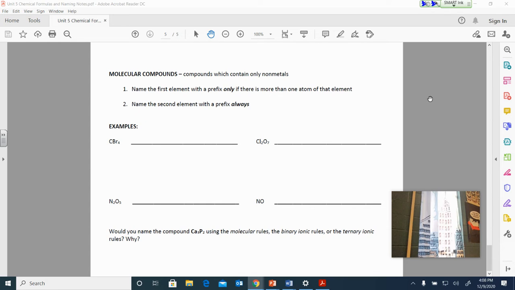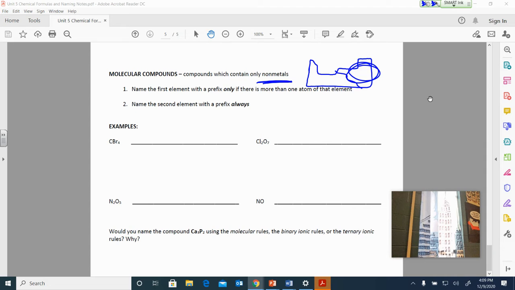All right, so a molecular compound, let's remember, is all non-metals. That's how you know when to use this set of naming compound rules: if they're all non-metals. If on the periodic table, in our little mock periodic table here, they're all over here, across the stair step, they're non-metals, and they are making molecular compounds. So we name them like this.